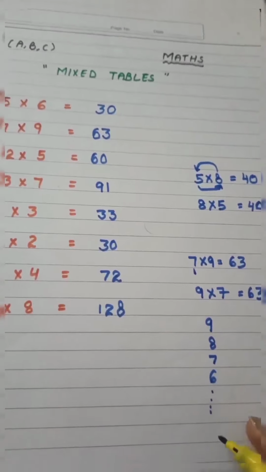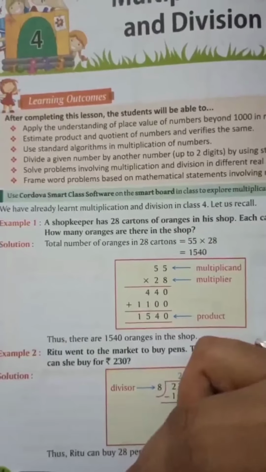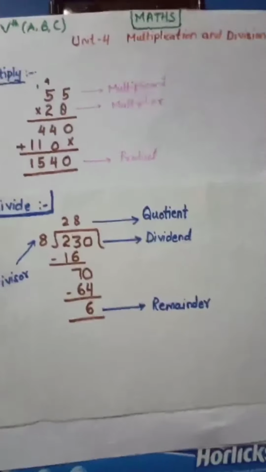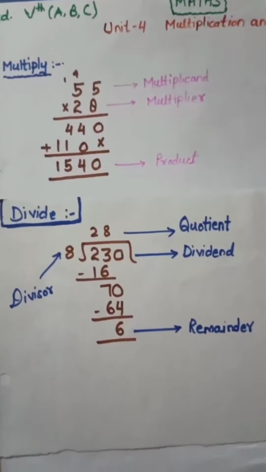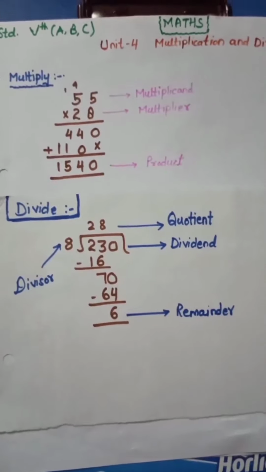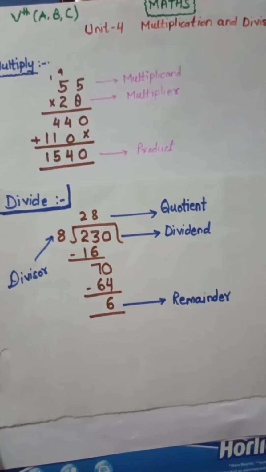So today we'll begin with multiplication and division, unit 4. See, our unit 4 is multiplication and division, and the page number is 44. Now let me explain how to multiply and how to divide. I hope you all remember it. You all have done multiplication and division, but let us just revise it once again.